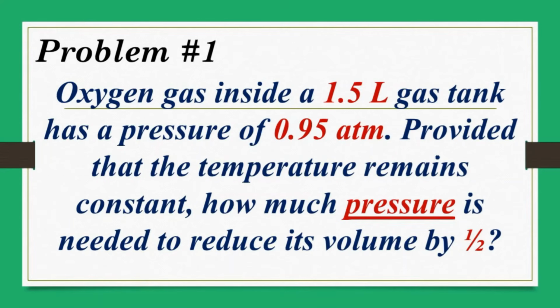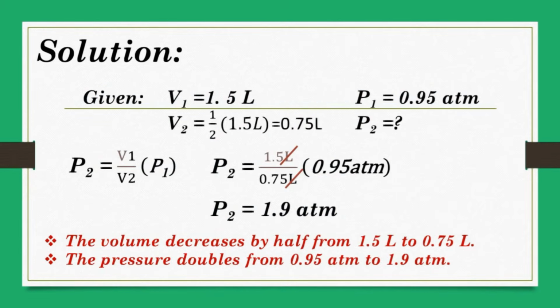Problem number 1. Oxygen gas inside a 1.5 liter gas tank has a pressure of 0.95 atmosphere. Provided that the temperature remains constant, how much pressure is needed to reduce its volume by 1/2? 1.5 liter is the initial volume, or V1. 0.95 atmosphere is the initial pressure, or P1. The final volume is 1/2 of 1.5 liter, which is 0.75 liter. The unknown is the final pressure, or P2.